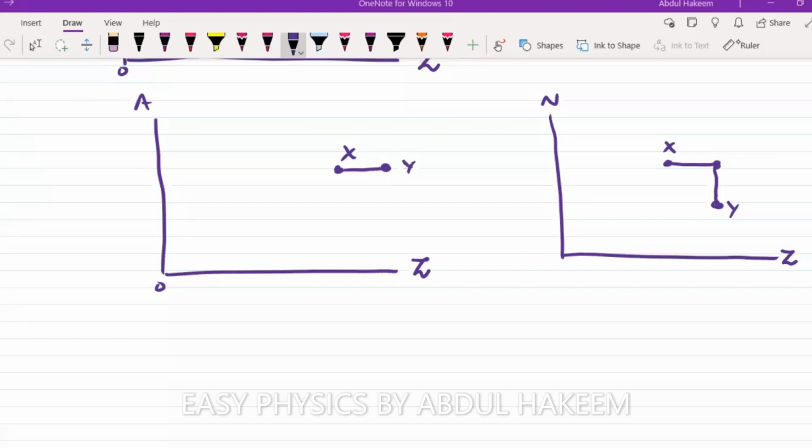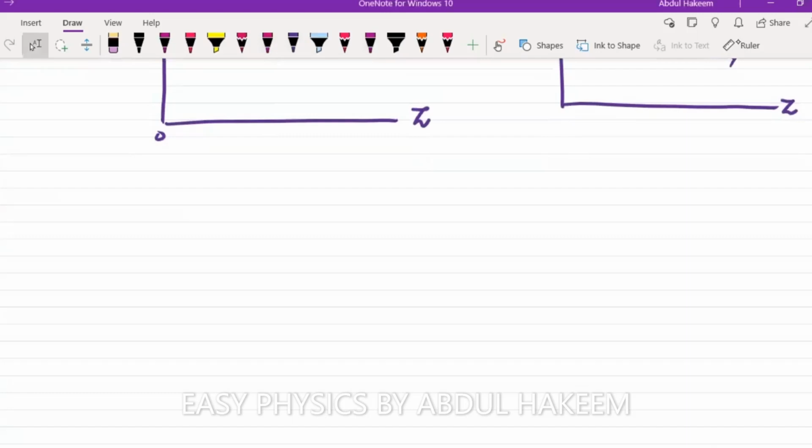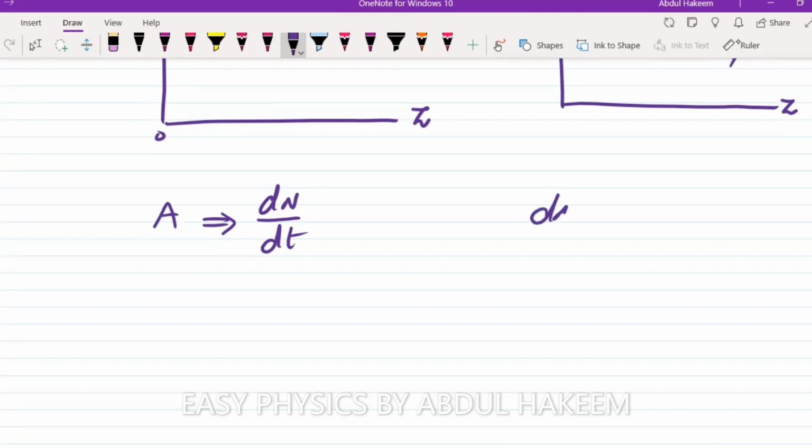Now the number of radioactive nuclei decaying per unit time. So dN over dt, not decay constant, dN over dt, this is called decay rate, and decay rate is also called the activity, and dN is called decay.